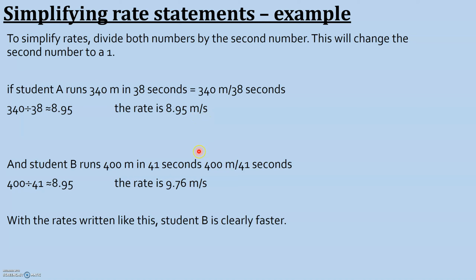Now we're going to do the same thing with our second rate. We're going to take our second number and we're going to divide this number by the second number. We're going to get 8.95. Oh, no, we're not. It's a bad copy and paste. That should be 9.76.